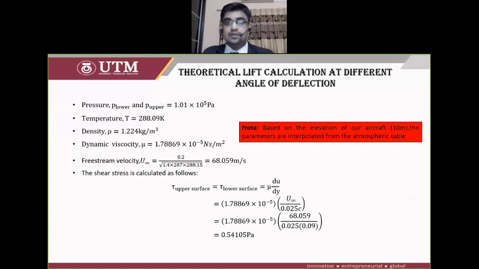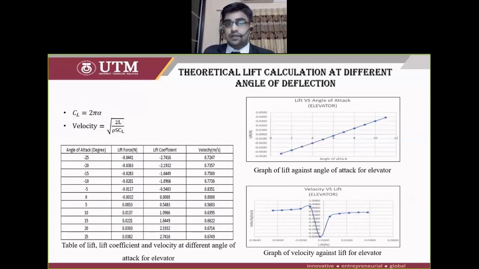So from this slide, we can observe that there are a few parameters involved in the calculation of the axial and normal force. The parameters involved in the calculation of the formulas are pressure, temperature, density, dynamic viscosity, and free stream velocity, as well as the shear stress on the surface. For the lift coefficient, the value of lift coefficient at an angle of attack is calculated by referring to the introduction to aerodynamic sources based on the thin aerofoil theory for symmetrical airfoil.